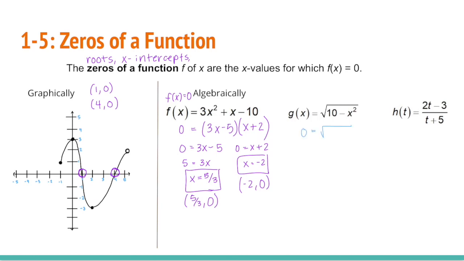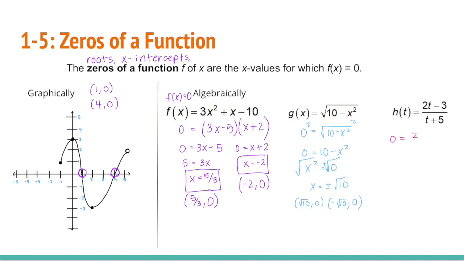And we're going to do the same thing over here. We're going to make g of x equals 0, so I have 0 equals square root of 10 minus x squared, and I'm going to keep solving till I get x by itself. This one looks a little funky, but I'm going to do the same thing.